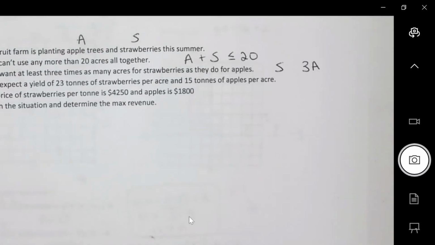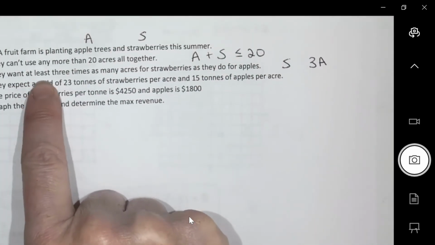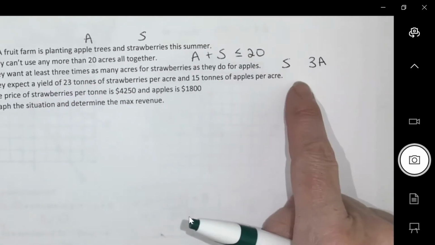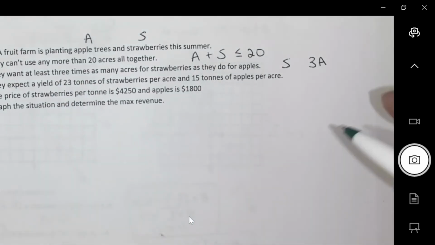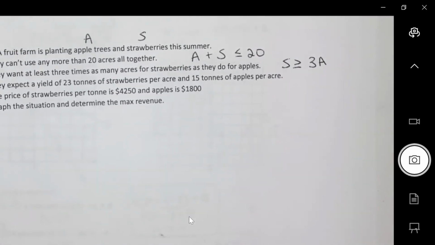Strawberries are 3 times the apples, but let's put a symbol in here. They want at least, so when I write at least something, I'm going to be greater or equal to it. At least that, or more.